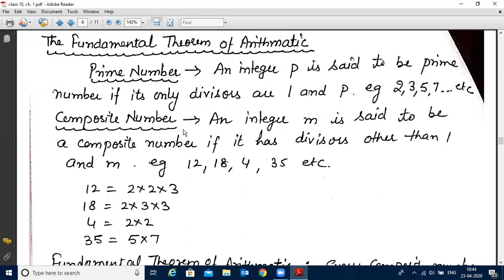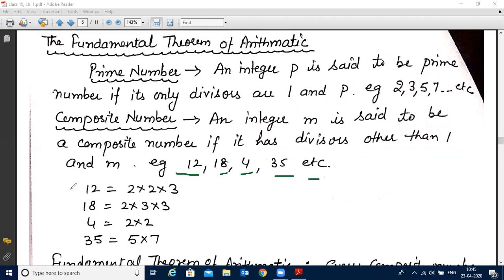What are composite numbers? The numbers other than prime numbers are known as composite numbers. Or you can say that if any integer m has divisors other than 1 and m, that means it has a divisor other than 1 and itself, then it will be known as a composite number. For example, 4, 12, 18, 35, etc. It has factors other than 1 and itself.